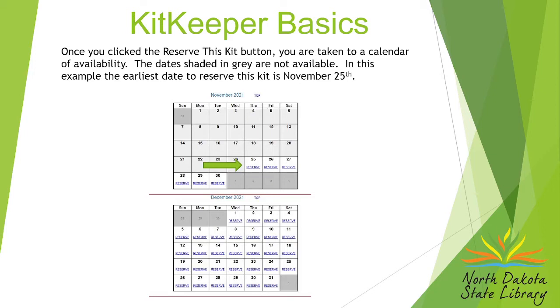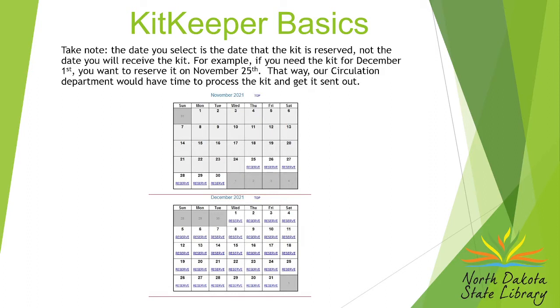Once you click the Reserve This Kit button, you are taken to a calendar of availability. The dates shaded in gray are not available. In this example, the earliest date to reserve this kit is November 25th. Take note, the date you select is the date the kit is reserved, not the date you will receive the kit. For example, if you need a kit for December 1st, you want to reserve it on November 25th. That way, our circulation department will have time to process that kit and get it sent out to you.